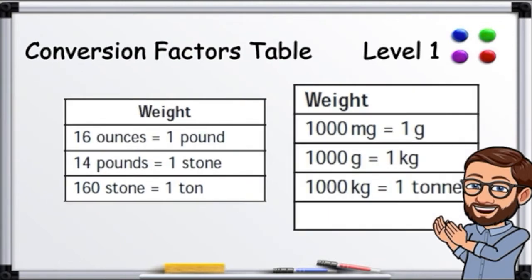Now we're looking at weight. In the imperial system, 16 ounces equals a pound, 14 pounds equals 1 stone, 160 stones equals a ton. Now the metric system, we have 1,000 milligrams equals a gram, 1,000 grams equals a kilogram, and 1,000 kilograms equals a metric tonne, slightly spelt differently there.